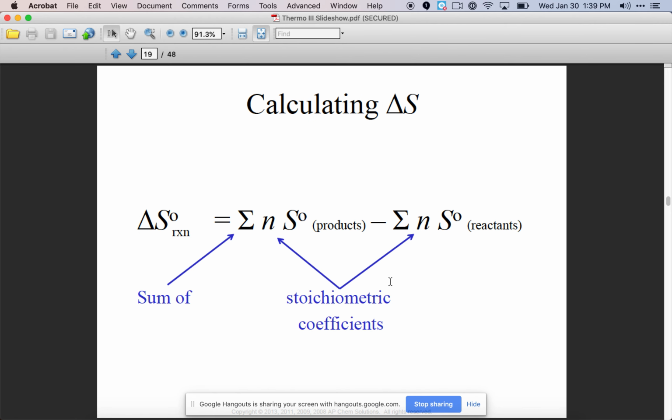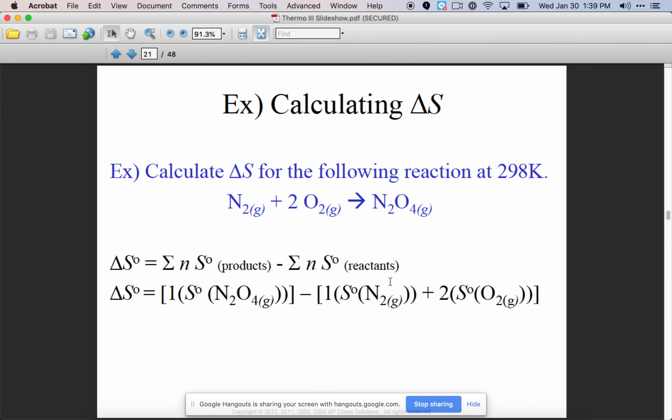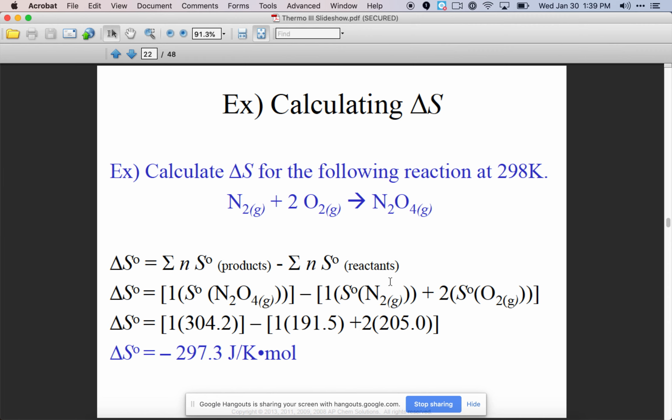Calculating delta S. You probably are going to have something like this on the test. Notice that once again, it's just like with delta H. It's standard conditions, and you're looking at the number of moles in front of each substance. So Zoe, you would need a table for this one. Here they give you an example, and there are a couple of differences here. You might want to write this down.